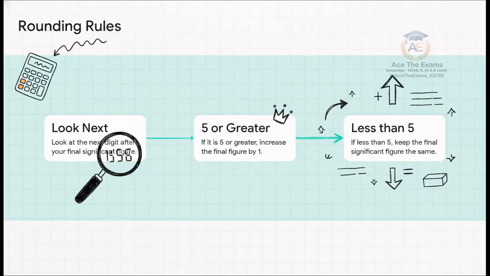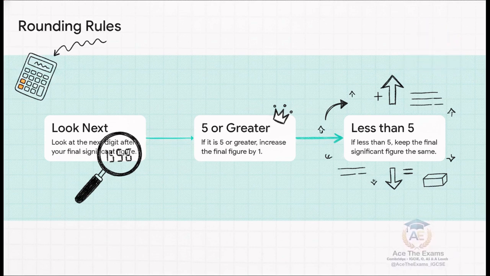Often, after doing a calculation, your calculator will spit out a massively long number. You'll need to change it to a specified number of significant figures, which involves a process called rounding. Rounding is really just expressing a number as an approximation with fewer significant figures. The steps are beautifully simple. To decide the value of your final significant figure, you just look at the very next digit. If that next digit is 5 or greater, you increase your final significant figure by 1, you round up. If that next digit is less than 5, you keep the final significant figure exactly the same.